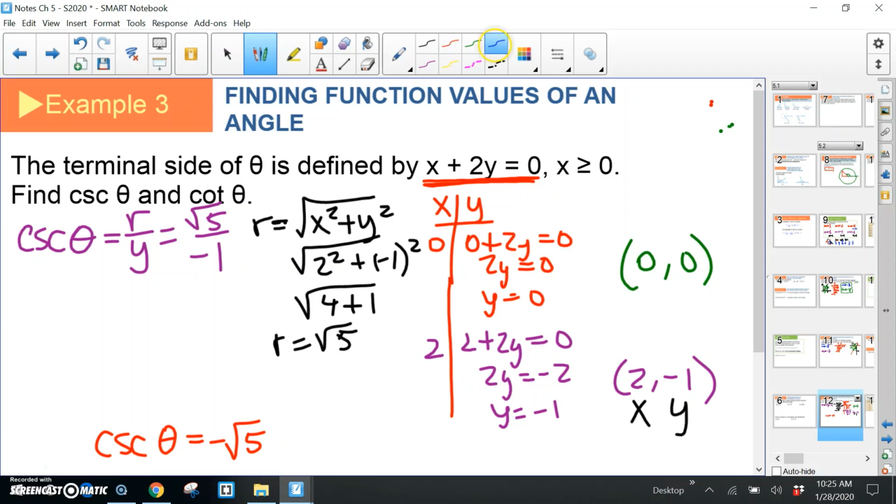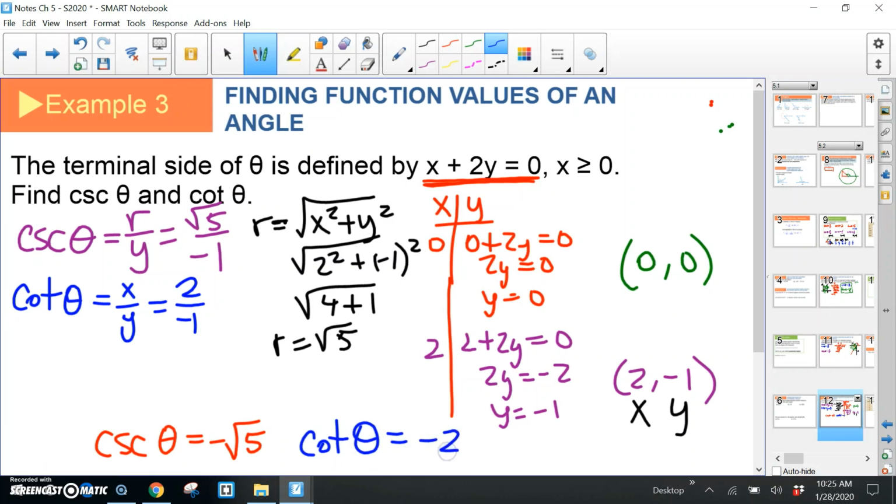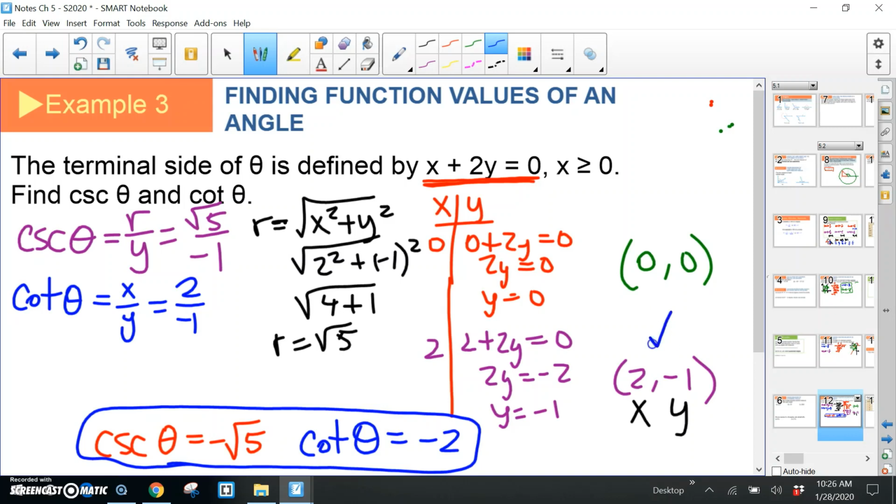We want cotangent theta. And the cotangent ratio is x over y. So look at x over y. You've got 2 over negative 1. That's going to reduce to negative 2. So we've got cotangent theta equals negative 2. There, you've got it. Okay, so again, the key here was coming up with that point. If you come up with that xy point, you can find your r value, and you'll have any of the 6 trig ratios that you want.